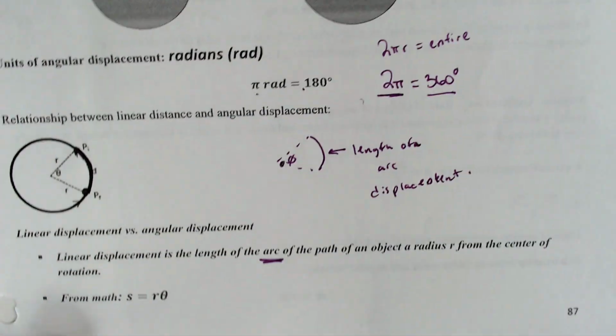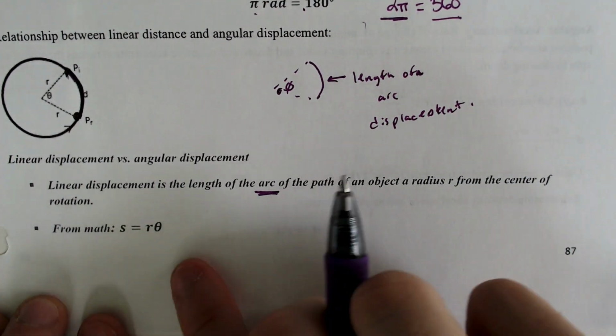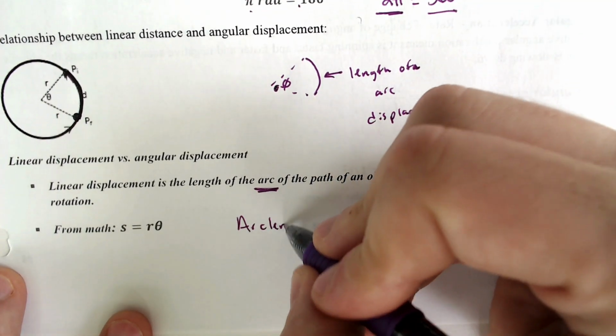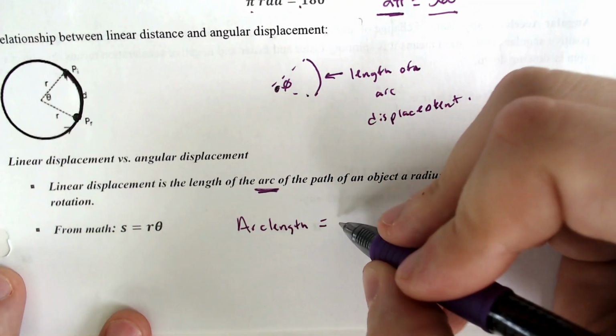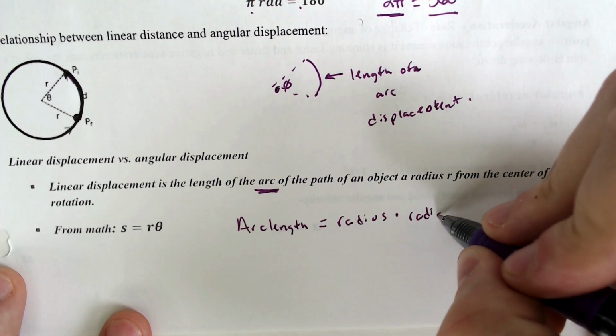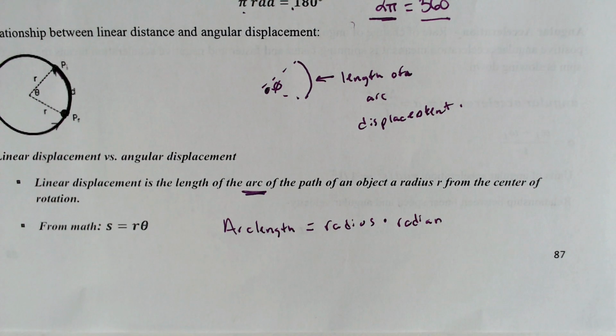All right? A formula for that, I don't like this one, but it is still the formula. The arc length is equal to the radius times the radian measure of the angle, theta. So if you ever need to find that arc length, it's just radius times radians. Done. And that's another benefit of radians.